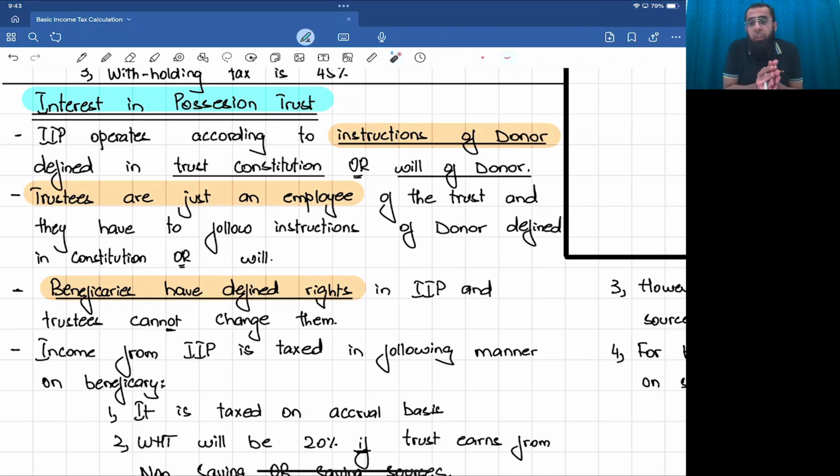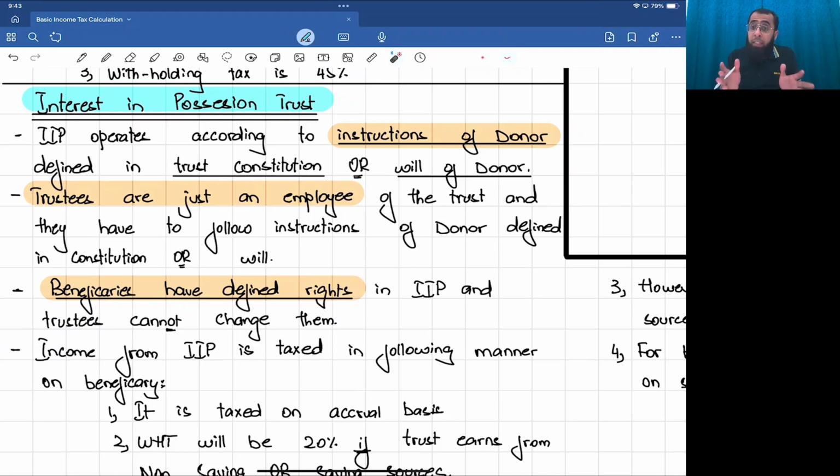In interest in possession trust, the donor gives well-defined instructions in the trust constitution, the rule book, or in his will. For example, the donor is old aged, he's about to die. He makes a trust and gives proper instructions that the trustees are an employee with limited powers. They have to follow the instructions given by the donor in the constitution or in the will.